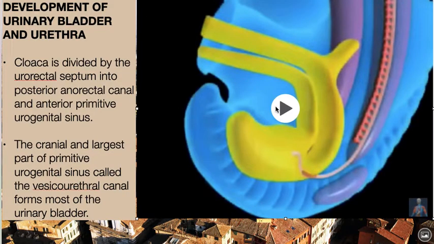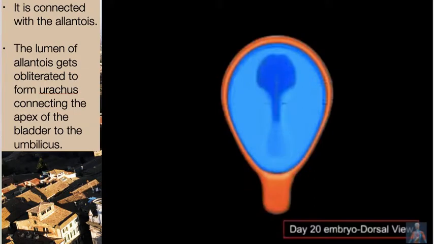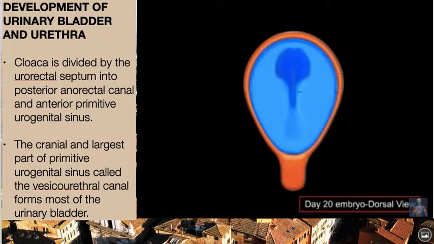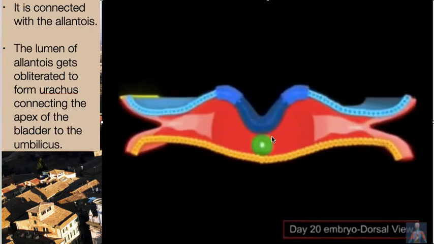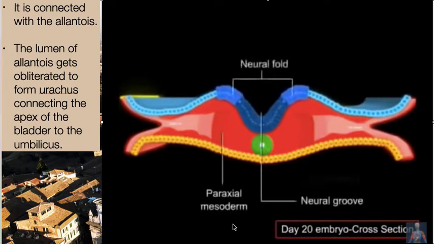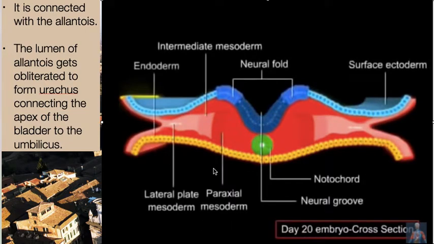Okay. Now, the cloaca was connected with the allantois, and the lumen of the allantois gets obliterated to form the urachus, connecting the apex of the bladder to the umbilicus. Again, just revise what we did previously.